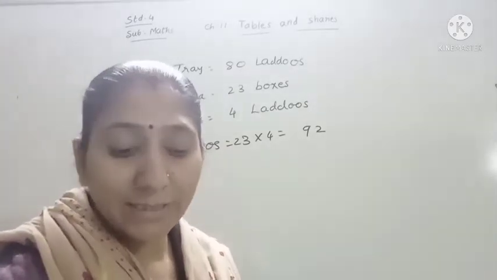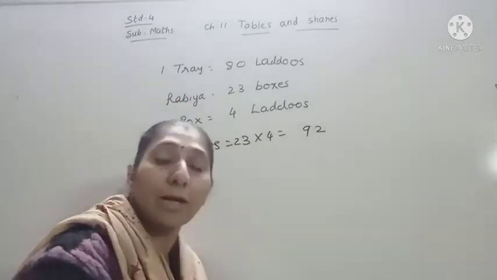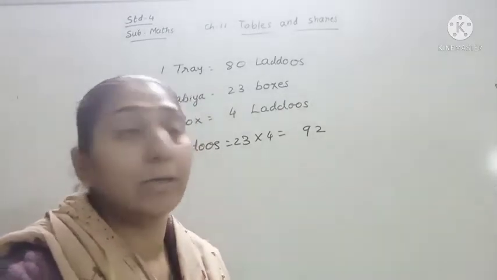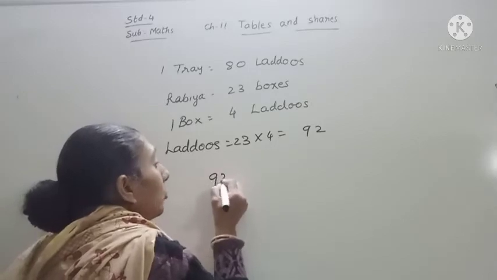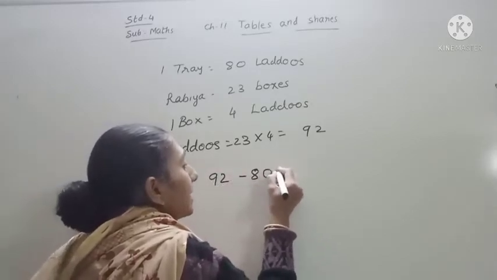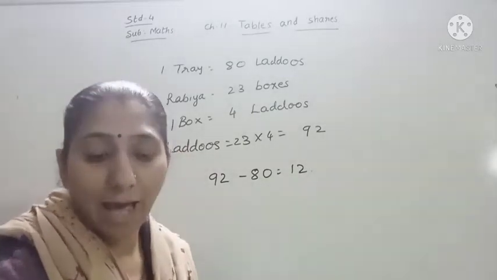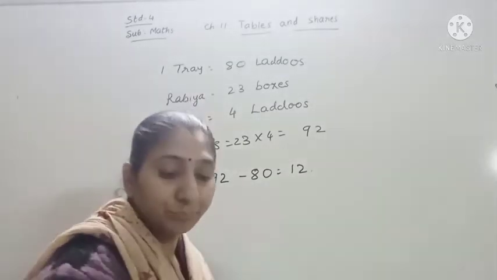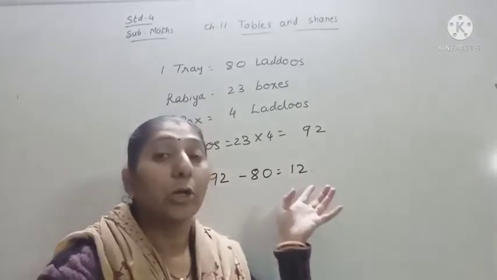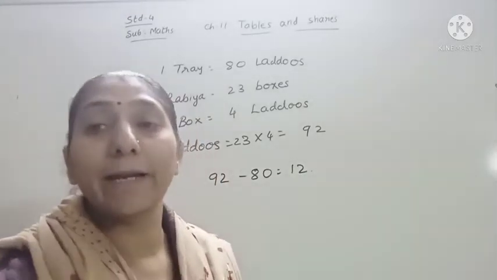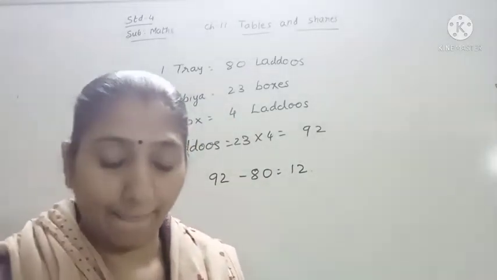How many more laddus are needed to pack the small boxes? So that is 92 minus 80 is equal to 12. 12 more laddus are needed. So in the next blanks the answer is 12. 12 more laddus are needed to pack the 23 boxes.